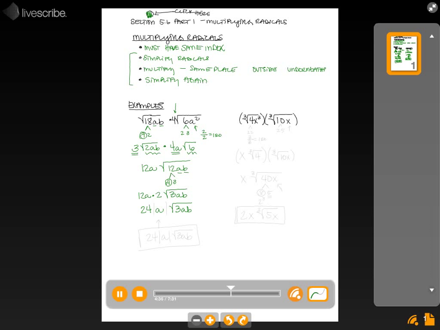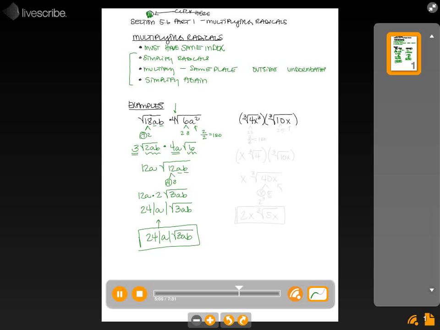Now there's one other thing to check for. We can't forget about absolute value signs. We always want to leave that in the back of our mind when we're solving these problems. So we have to check for absolute values. We have an even index, and a, our variable out in front, has an odd exponent, so it does need to be an absolute value sign. So the final answer is 24 times the absolute value of a times the square root of 3ab. There would be the answer to our problem.